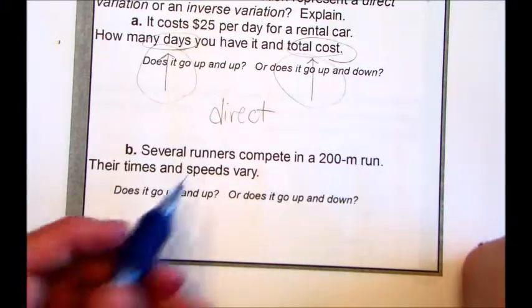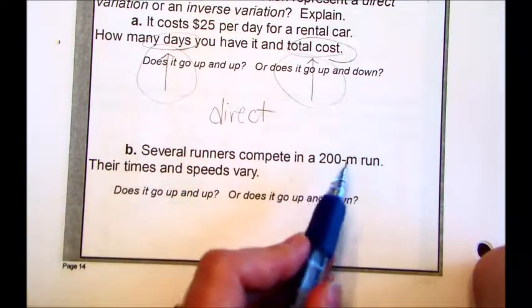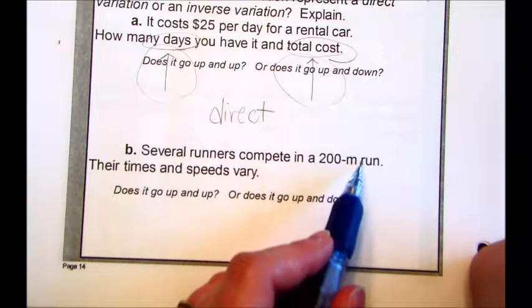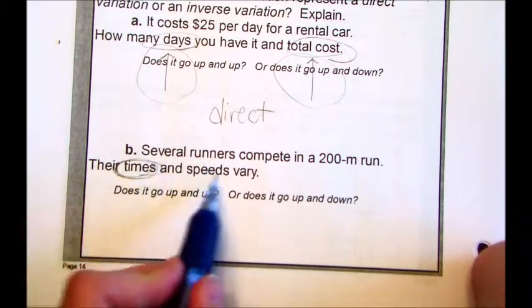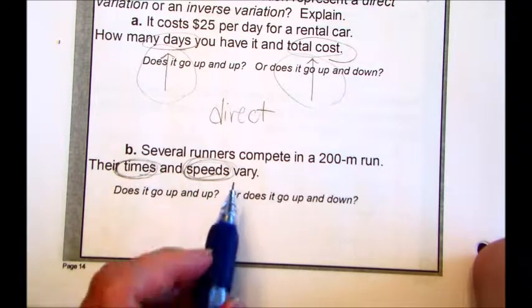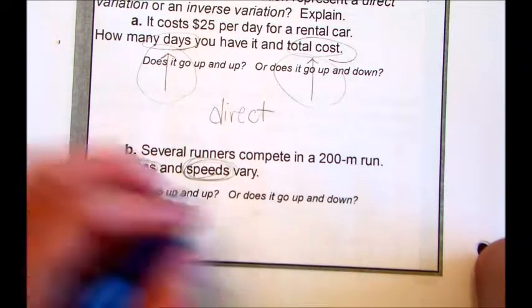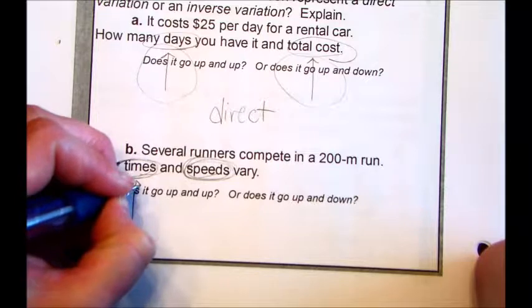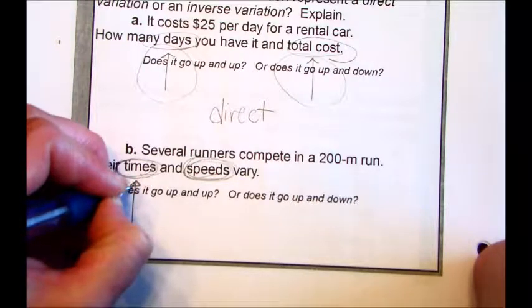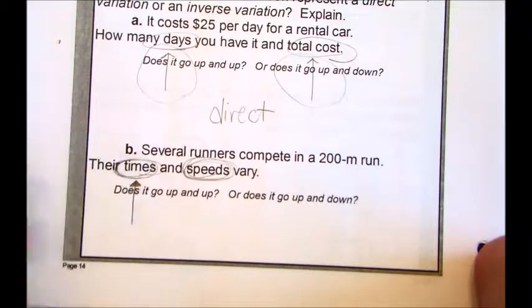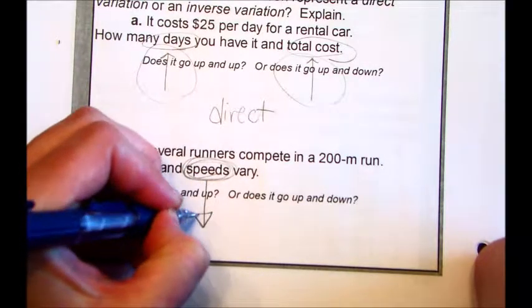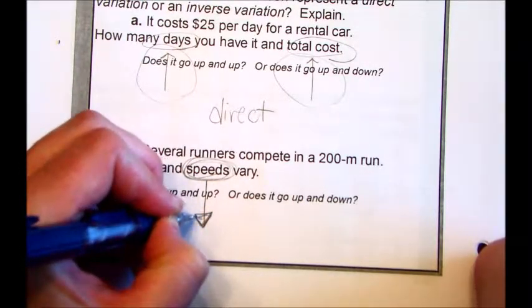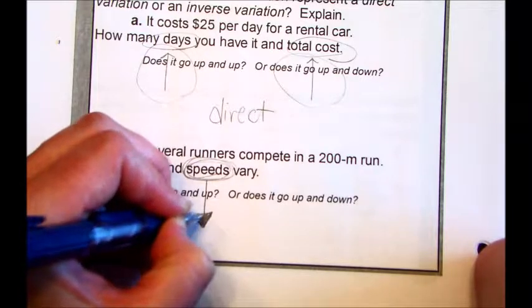Part B. Several runners compete in a 200-meter run. So we've got people running. Their time, how long it takes them, and their speed. Let's see. Well, to me, the longer it takes somebody, like me, because I hate running, the longer it takes somebody, that means the slower that person goes. And that is 100% true. I only run if I'm being chased.